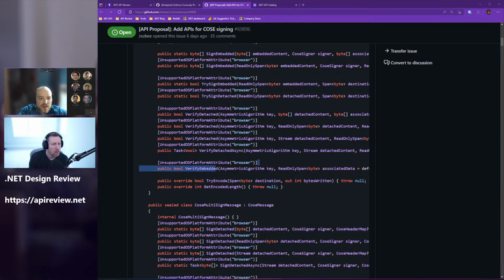Okay, so that's everything for Sign1. There's one signer, they can produce it, it produces some bytes. If you want to read one, you call decode, you get the instance, you call verify. If you have 30 keys you want to try, you just keep calling verify until one of them returns true.